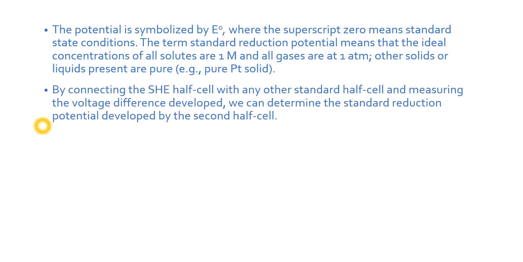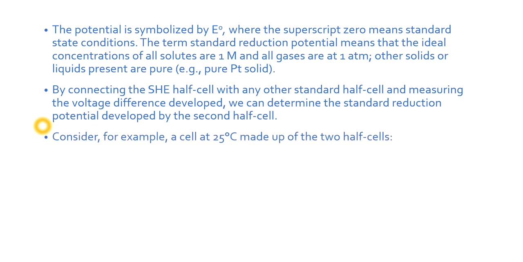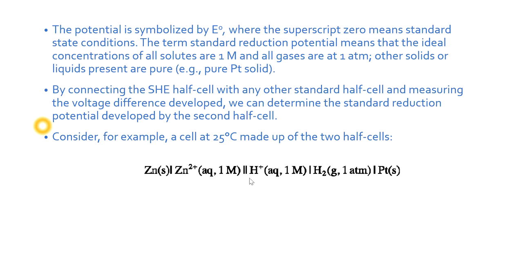To determine the potential difference, the standard hydrogen electrode is connected with another half cell, and the standard reduction potential is determined. For example, a zinc electrode is connected with the standard hydrogen electrode, and the potential difference can be determined.